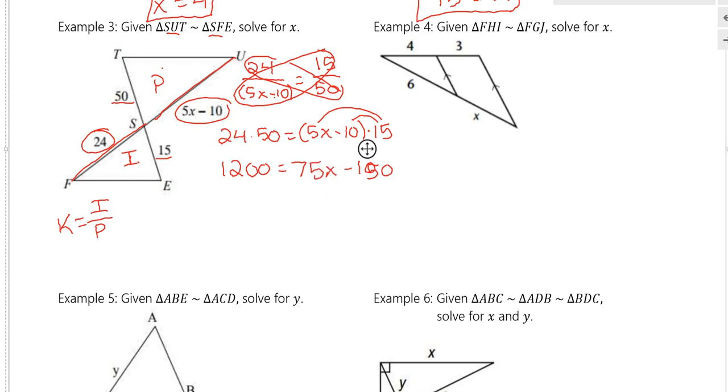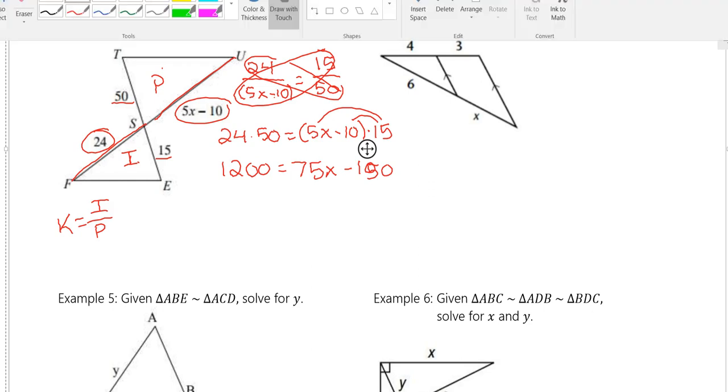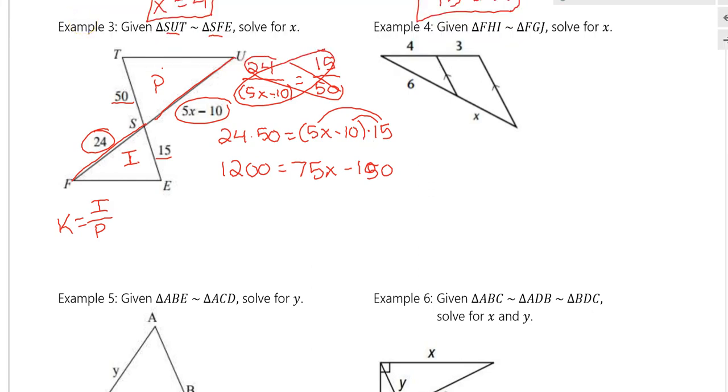And then I have 2 constants. So I need to get rid of the constant that's on the same side as my variable. So I'm going to add 150 to both sides. Now I just need to divide by 75, which is 18.